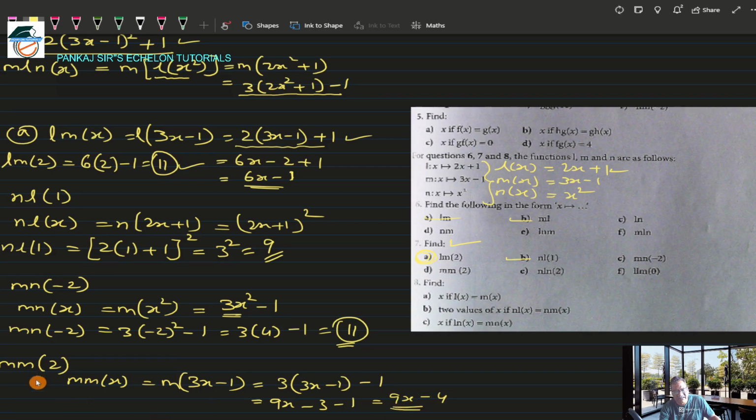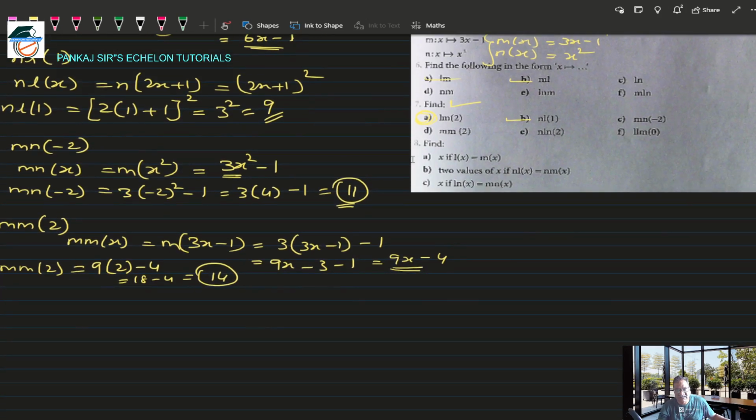Okay. Now if you want to find out MM of 2, we just plug in 2 in place of x over here. So it will be 9 times 2 minus 4, which is equal to 18 minus 4, which works out to 14. The answer for D is 14. Okay.